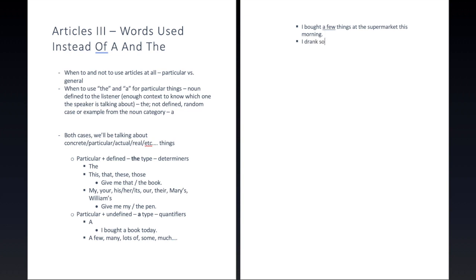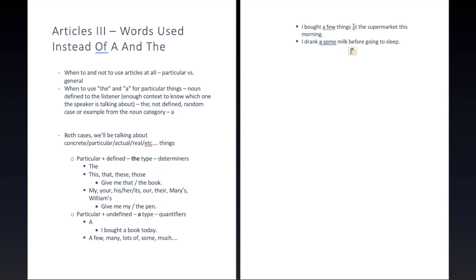I drank some milk before going to sleep. Okay, let's think about this. We have this milk here, this category of thing. Now, is this actual real milk that we drank? Yes. So it's particular. But do you know which milk? No, you don't know which milk. Can I say, I drank a milk? No, that's impossible because milk is uncountable, right? So you need that in this case. You also need it whenever you're talking about plural, right?